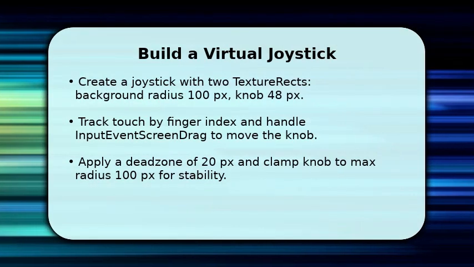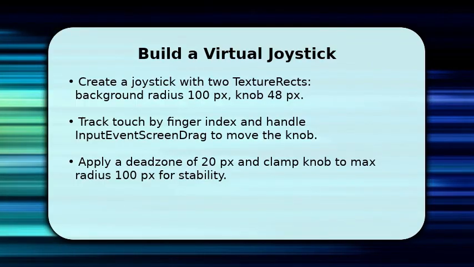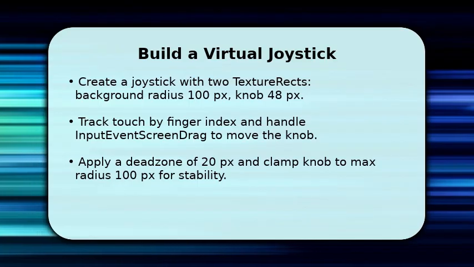Construct the virtual joystick using two texture rects, a background with radius 100px and a knob sprite 48px square layered above. On input event screen touch, record the finger index and set the joystick origin to the touch position. On input event screen drag, move the knob relative to that origin.